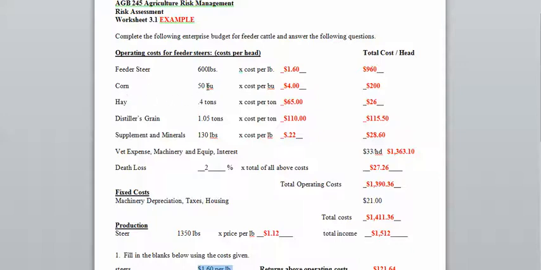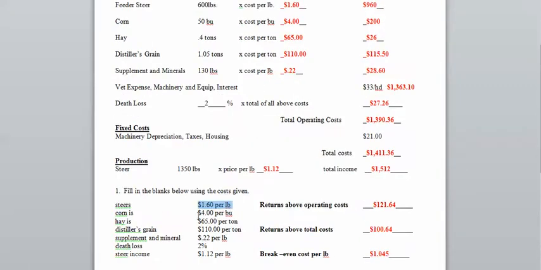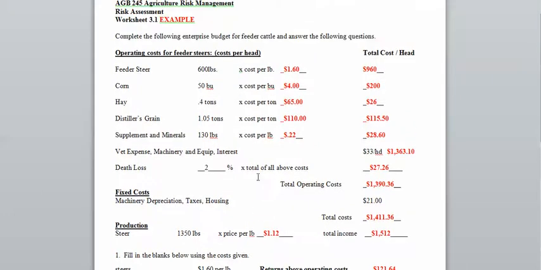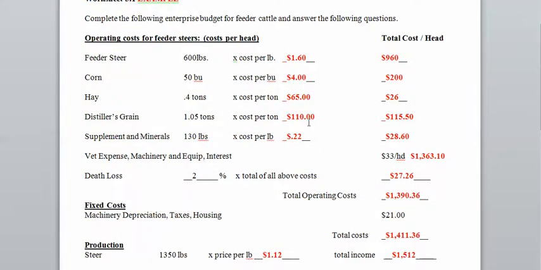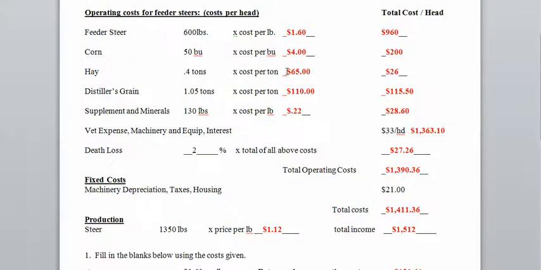Corn, we estimate 50 bushels of corn to finish this steer to 1,350 pounds, which is where we're going to produce this animal. We estimate our corn costs at $4 a bushel. So 50 bushels times $4, that's $200. We estimate 4/10 of a ton of hay per animal, and we have our cost of hay at $65 a ton. 4/10 times $65 a ton is $26.